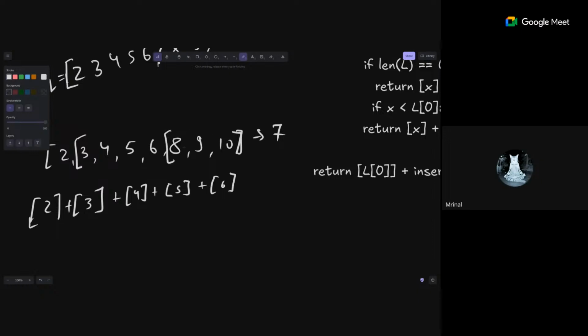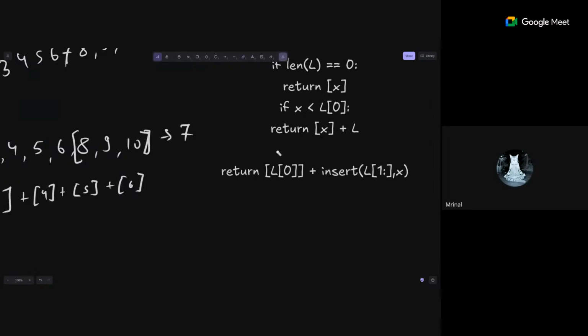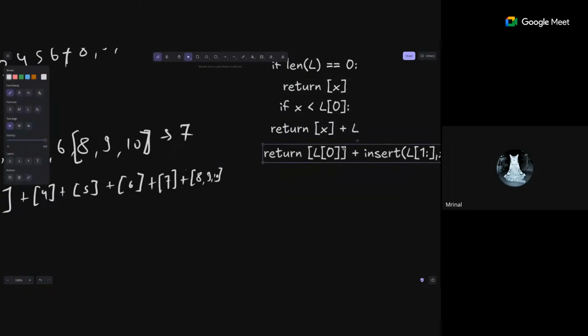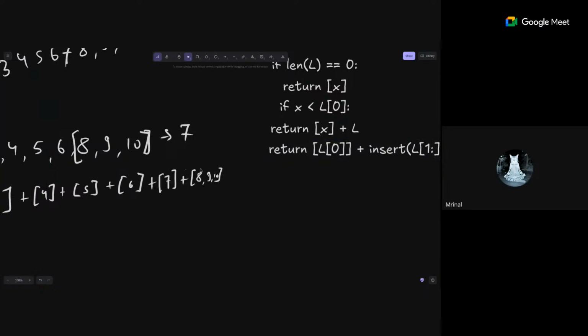Now 7 is smaller than 8. So if 7 is smaller, this is the case, then we will add x and then the whole list. Okay, so we will add 7 and then the whole list, which is 8, 9, 10. Let's move it over here. Okay, so this is the code.